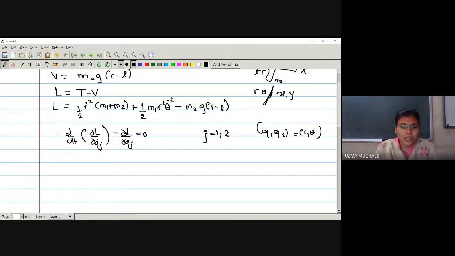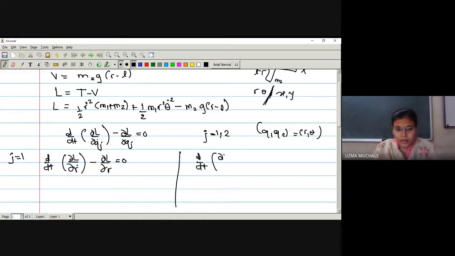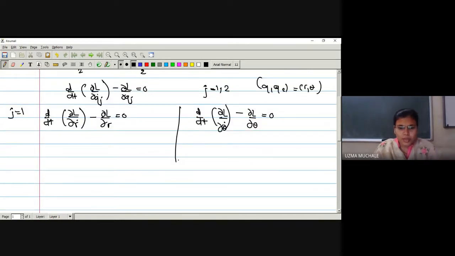Now we have to write the equation for j equal to 1. For j equal to 1, q1 is nothing but r. So the equation is d by dt of dou L by dou R dot minus dou L by dou R is equal to 0. What is our second equation, for j equal to 2? d by dt of dou L by dou theta dot minus dou L by dou theta is equal to 0. What we have to do is simply solve these two equations so that we get the solution, right?